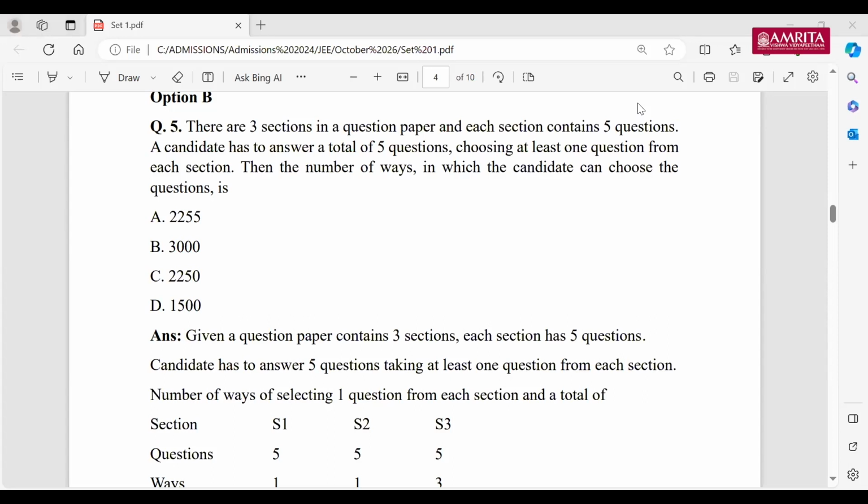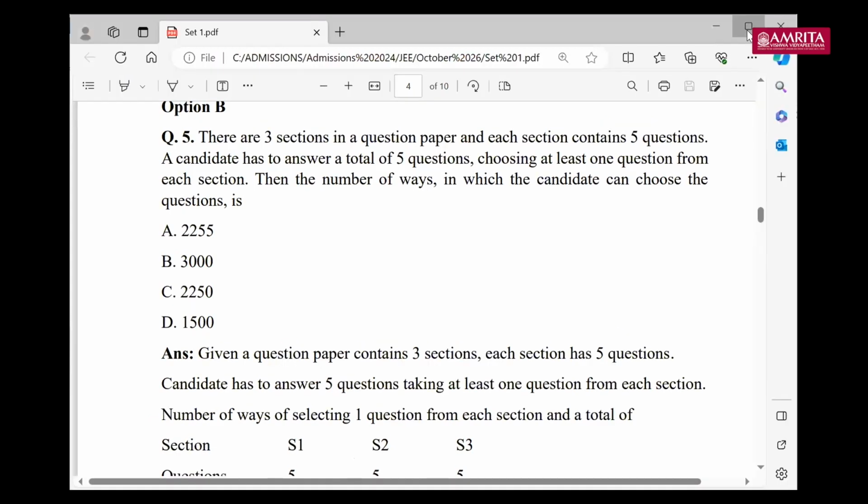Can we move forward? I hope you understand the question. You understood how to solve the question. Okay, I'm so sorry. Can we start the next question? Can we move?